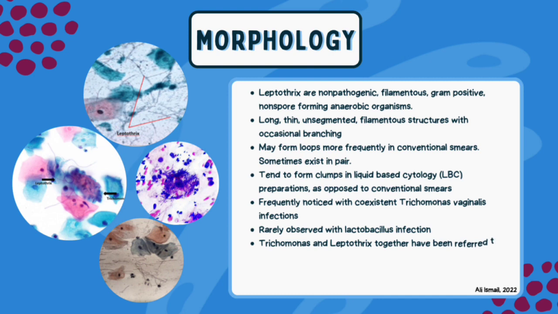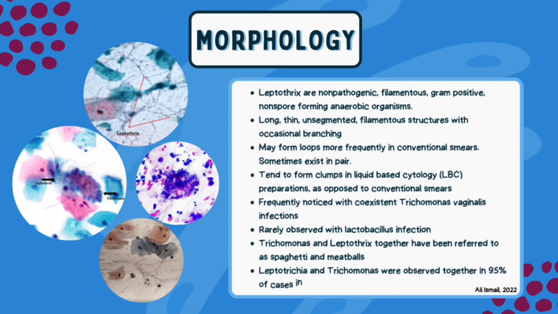It is frequently noticed with coexistent Trichomonas vaginalis infections, but rarely observed with Lactobacillus infection. Trichomonas and Leptothrix together have been referred to as spaghetti and meatballs. In most cases, Leptothrix and Trichomonas were observed together, in 95% of cases in a study of 1,000 cases.